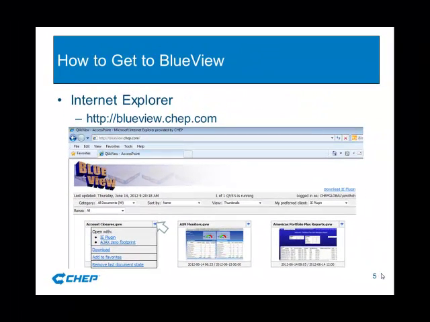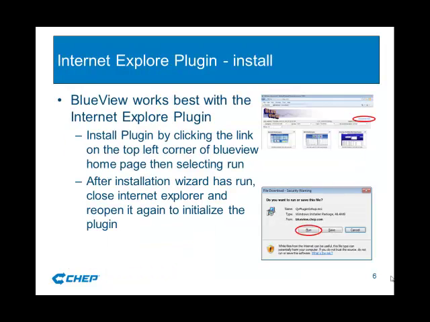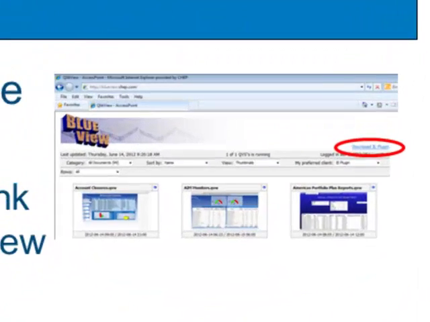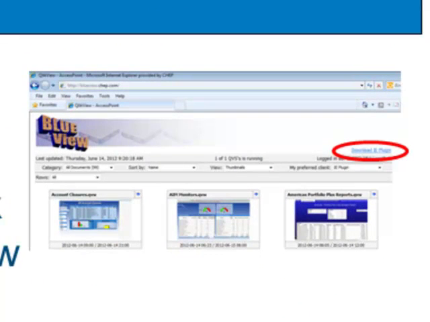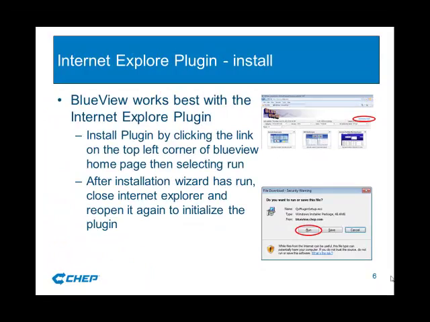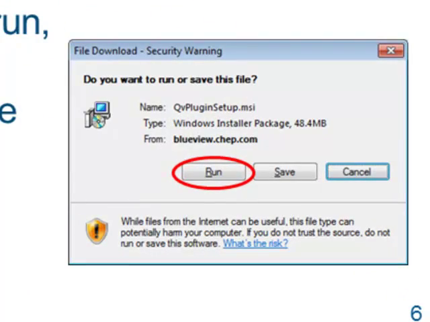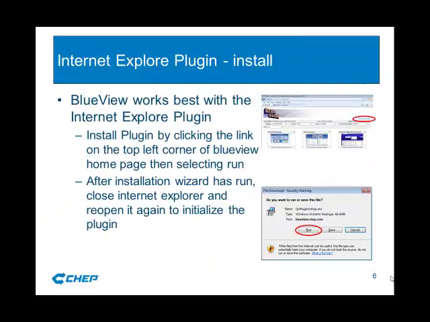BlueView works best in Internet Explorer. While it works in Chrome and other browsers, only Internet Explorer can use the QlikView Internet Explorer plugin. The IE plugin makes the objects look much nicer and provides additional functionality not available without it. If you have not done this already, click the link in the top left corner of the BlueView homepage and download the IE plugin. When the message box comes up, click Run and follow the wizard. Once the installation is complete, you will need to close Internet Explorer and reopen it again to initialize the plugin.